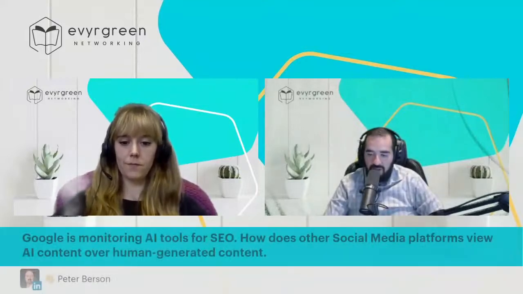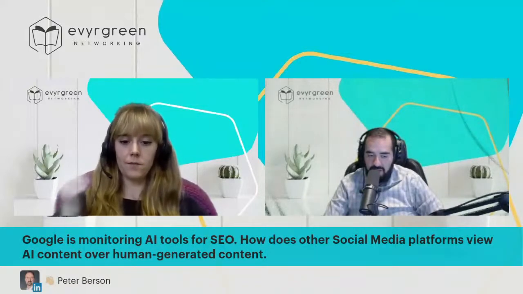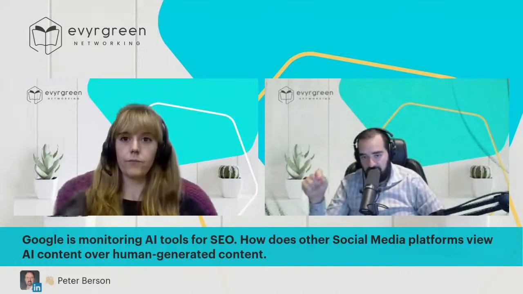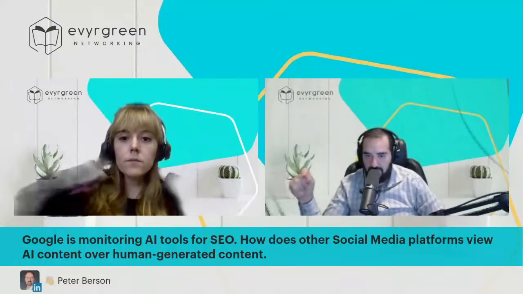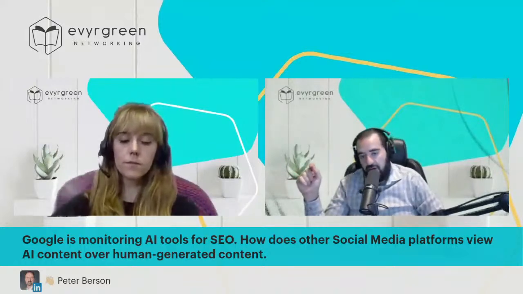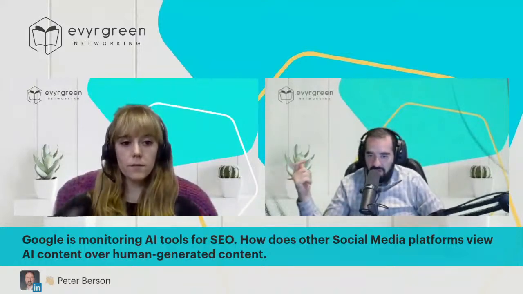Yeah, I want to address a question that Peter asked. Peter said, "Google is monitoring AI tools for SEO. How do other social media platforms view AI content over human generated content?" LinkedIn is a private network. It doesn't check for duplicate content. It doesn't check for SEO content. Most people are not searching on social media for content. And so you don't have to worry about that when it comes to using content for LinkedIn.